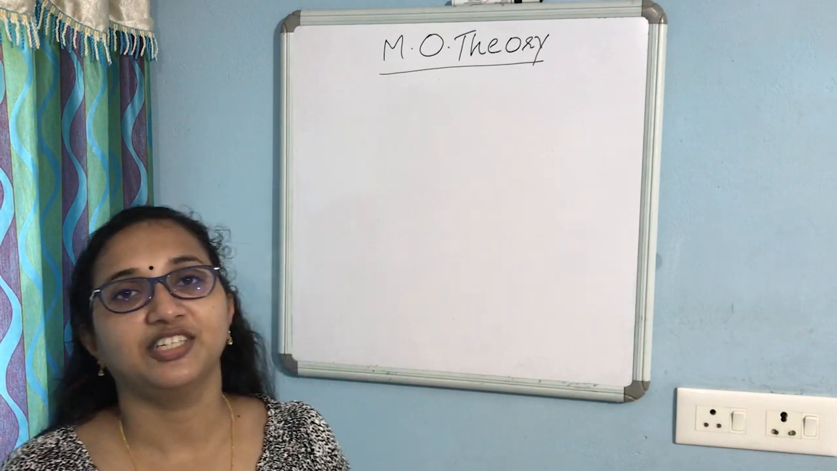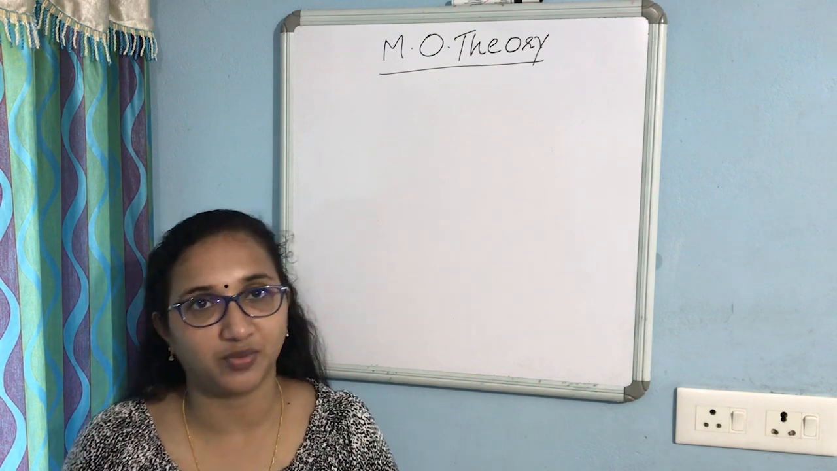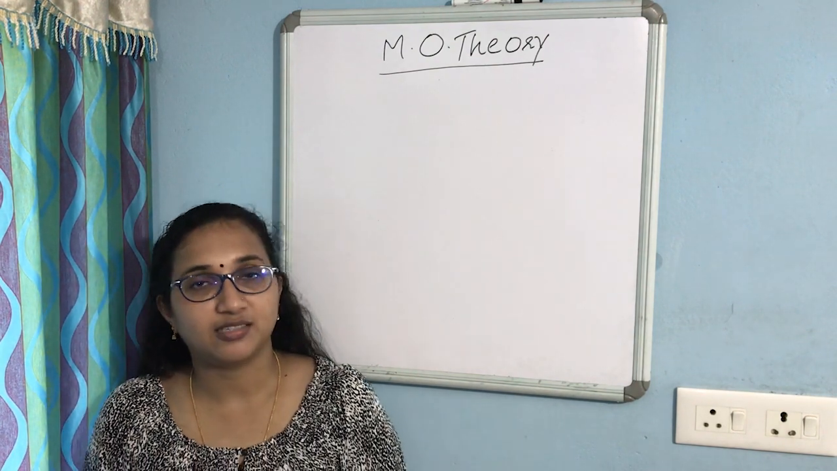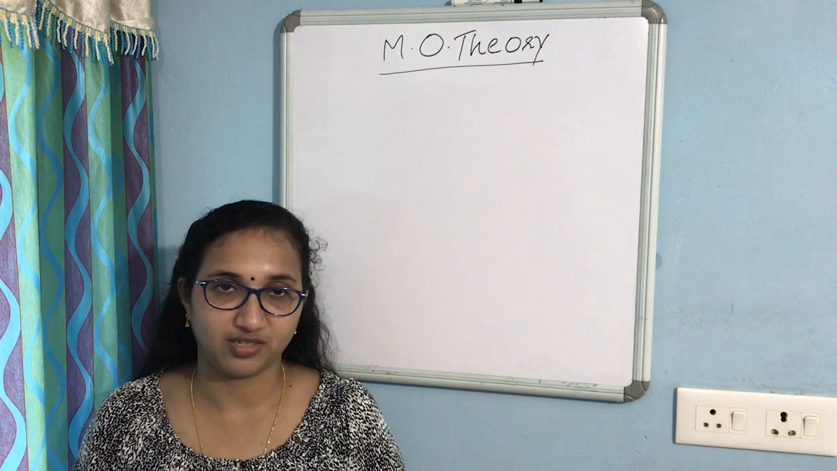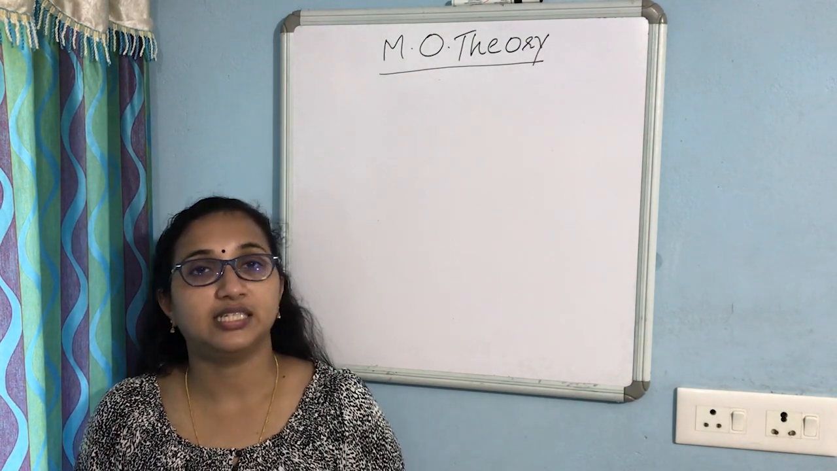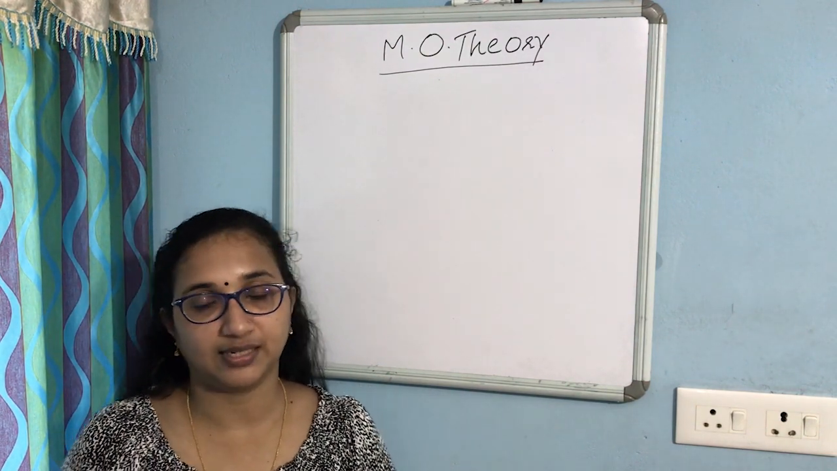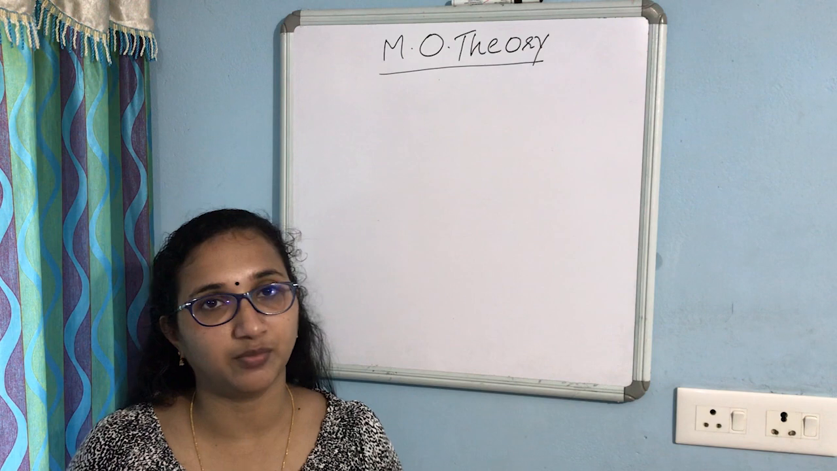Hi everyone. Today in this video we are discussing the molecular orbital theory of covalent bonding. Before that, let's look into the previous video discussions. We have already seen an introduction to chemical bonding, the details of ionic bonding, and also some concepts of covalent bonding. That is the valence bond theory of covalent bonding.